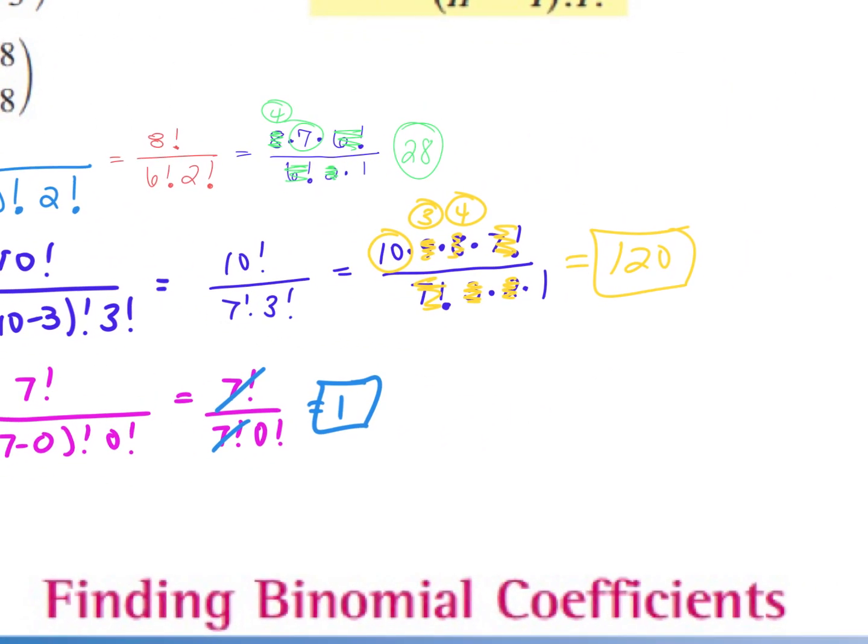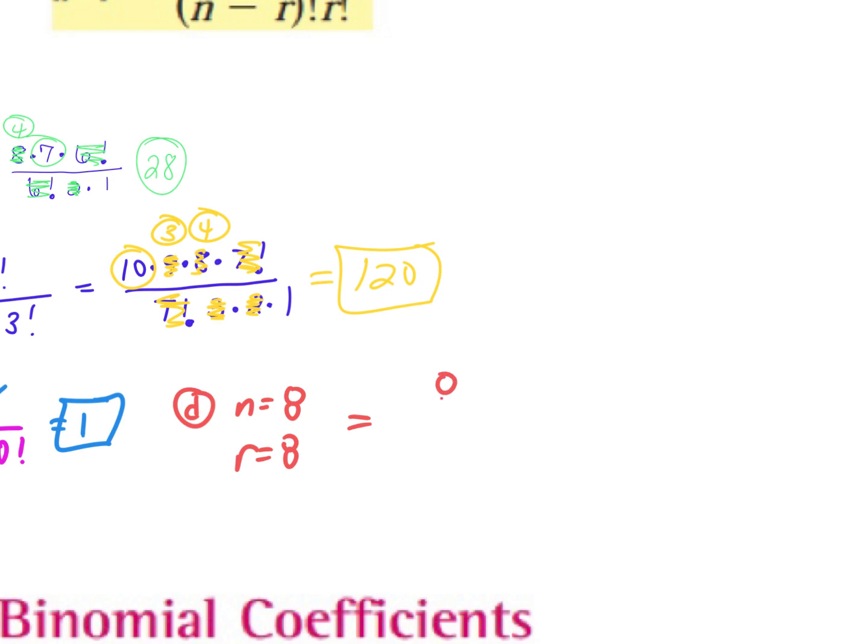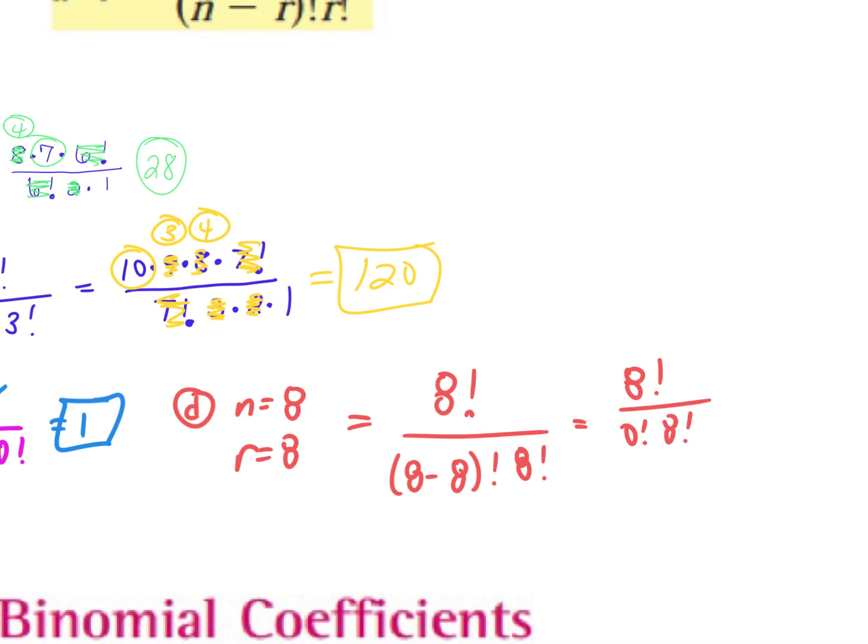What is D? What's my N value for D? 8. What's my R value? 8. Okay, so let's see how this works. So I have 8 factorial over 8 minus 8 factorial times 8 factorial. Well, if we simplify this, it's 8 factorial over 0 factorial, 8 factorial. What do you notice? 8's cancel, and what's 0 factorial?